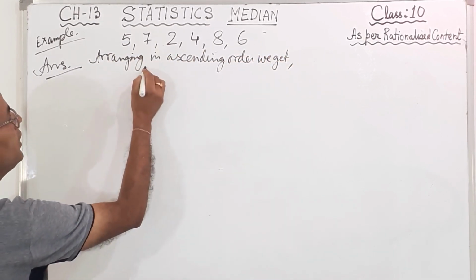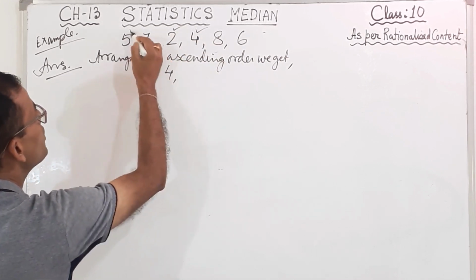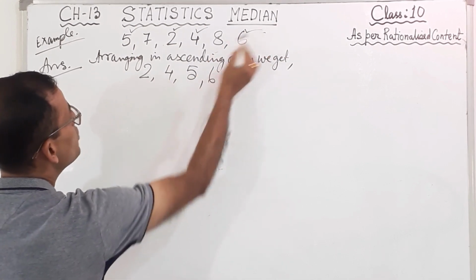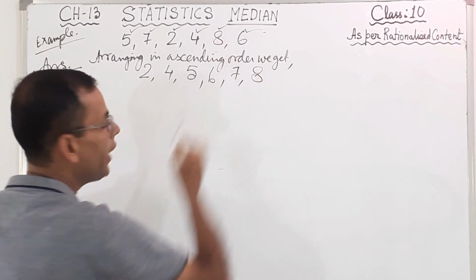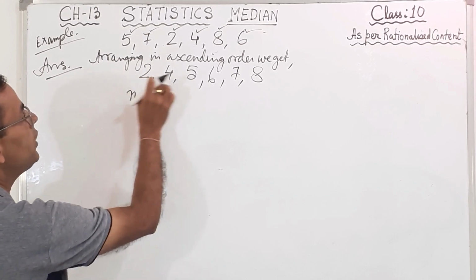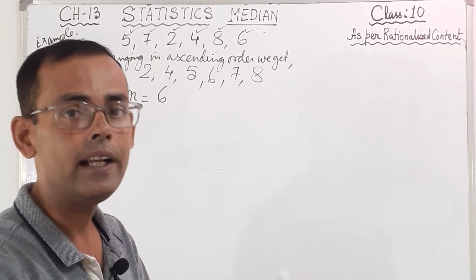सबसे छोटा कौन सा है? 2. उसके बाद कौन सा है? 4. उसके बाद कौन सा है? 5. उसके बाद कौन सा है? 6. उसके बाद कौन सा है? 7. उसके बाद कौन सा है? 8. तो अरेंज कर लिया. नाउ n इज हाउ मच? n इज इक्वल टू 1 2 3 4 5 6. तो 6 है. 6 ऑड है कि इवन है?